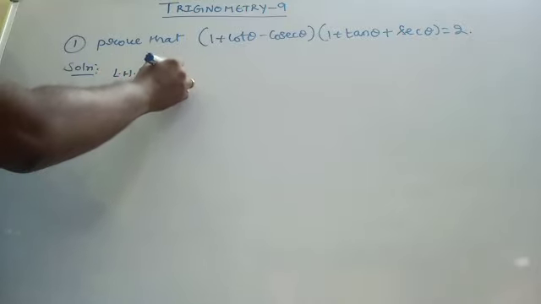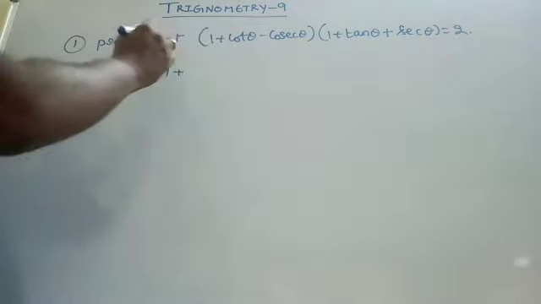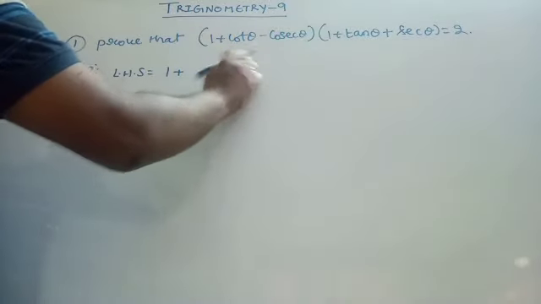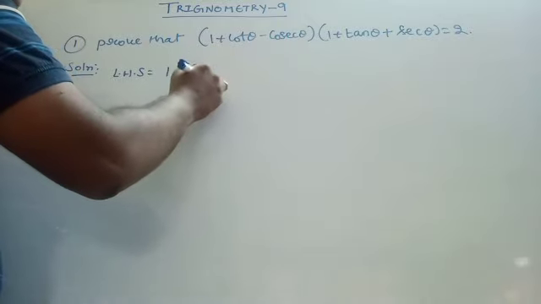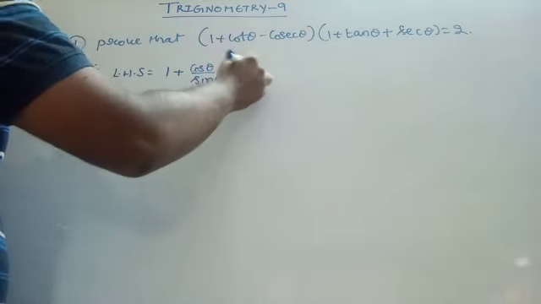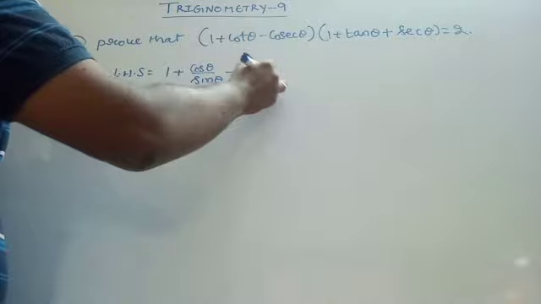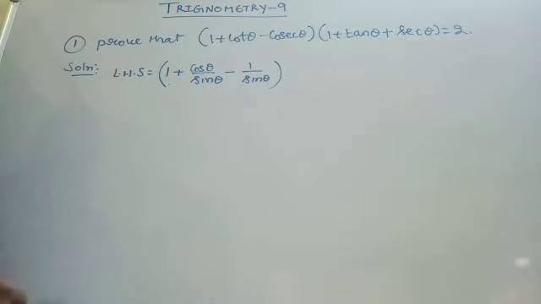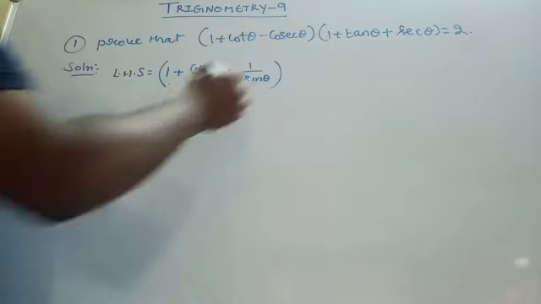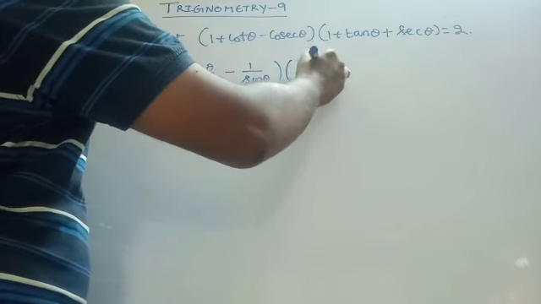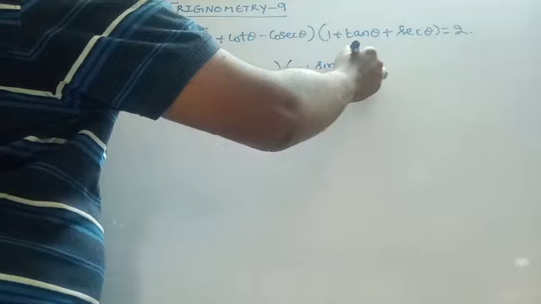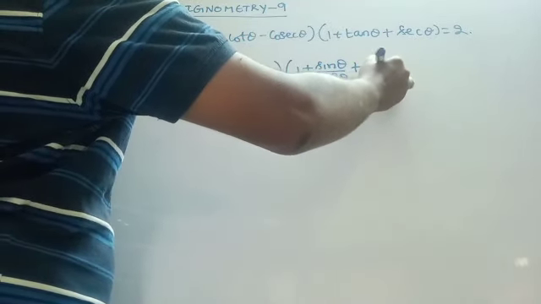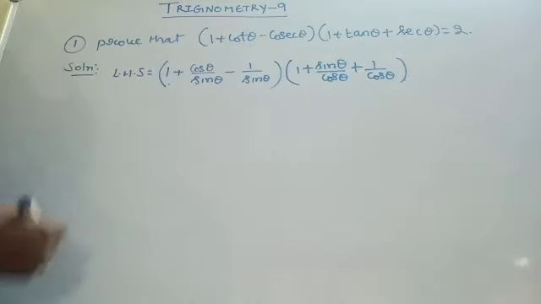You try to convert everything into sines and cosines. This is 1 + cos θ/sin θ − 1/sin θ, and the other factor is 1 + sin θ/cos θ + 1/cos θ.